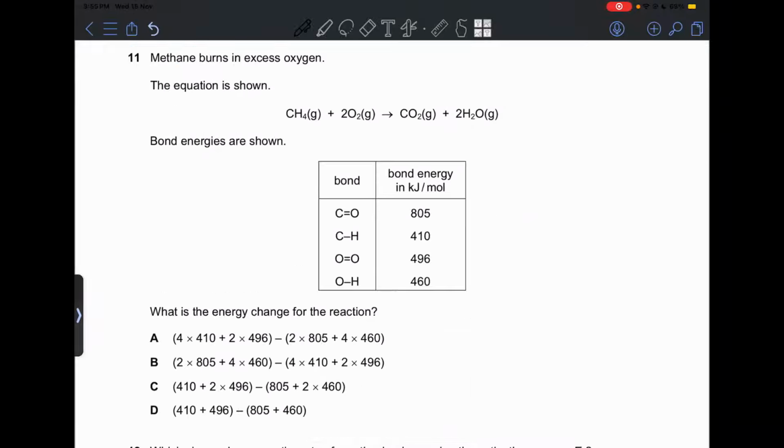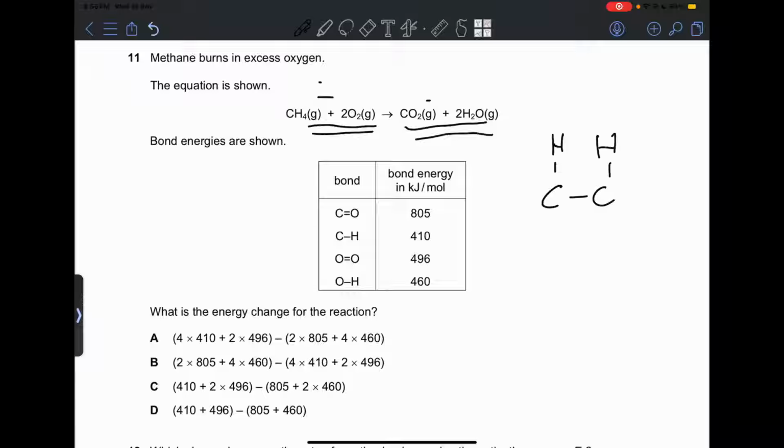Question number 11, methane burns in excess oxygen. The equation is shown. Bond energies are shown. What is the energy change for the reaction? So over here, first of all, you're going to have to calculate the bond energy on this side, which is the left side, and then you're going to calculate also on the right side, and you're going to be subtracting the left side from the right side. So let's start calculating. So we have C-H and 4 hydrogens. So I'm just going to draw it to make it easier for you to understand.